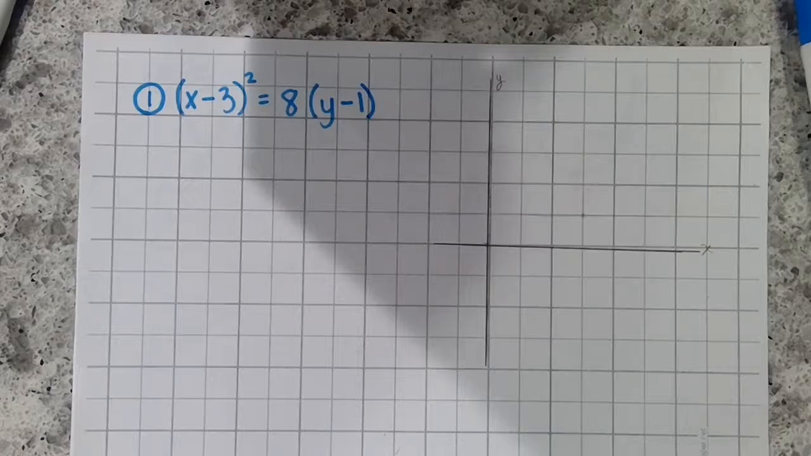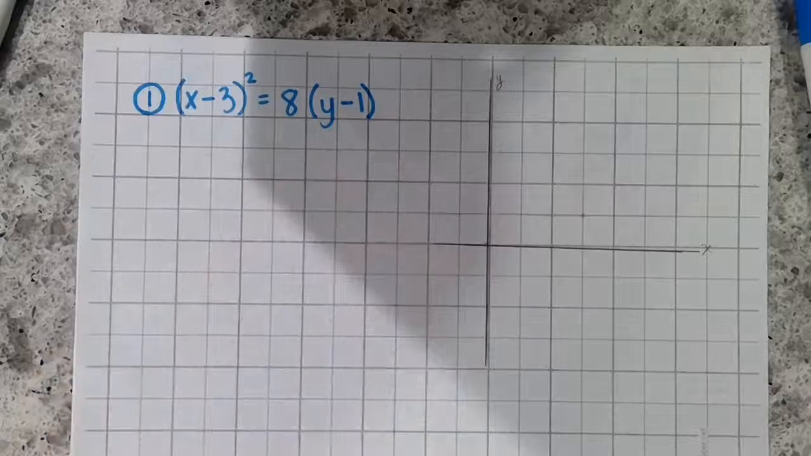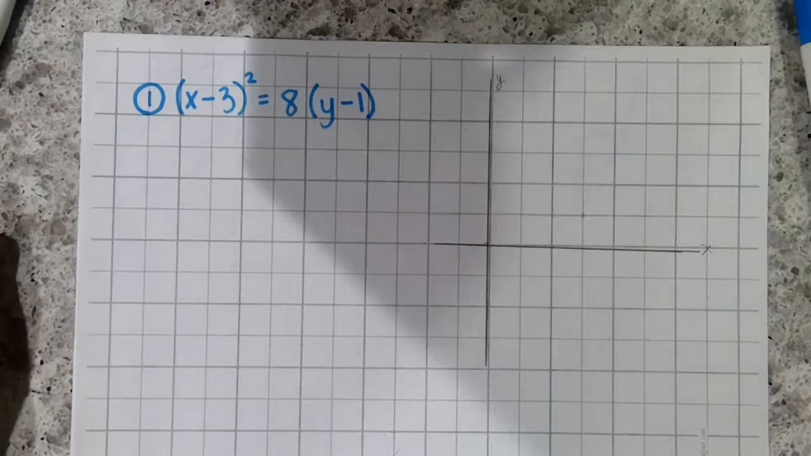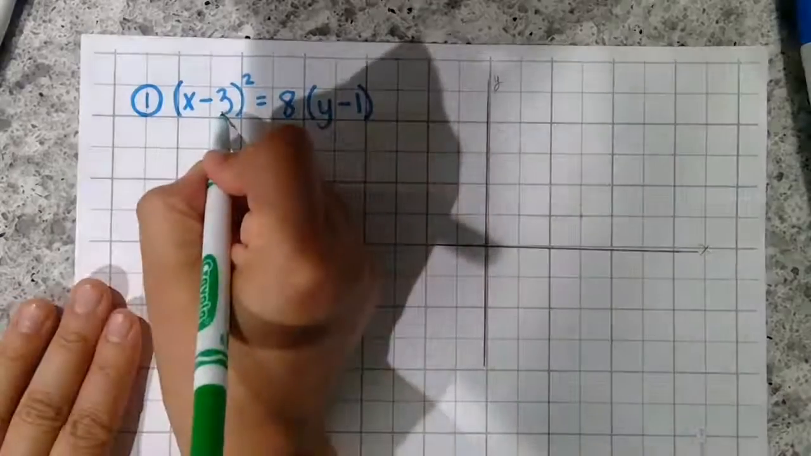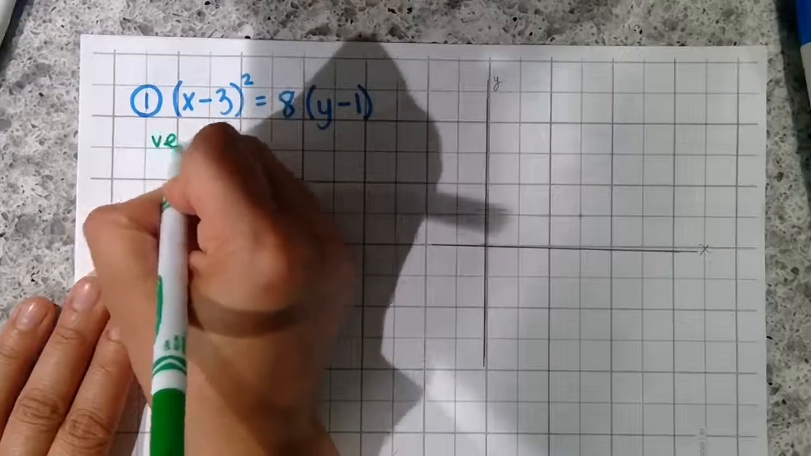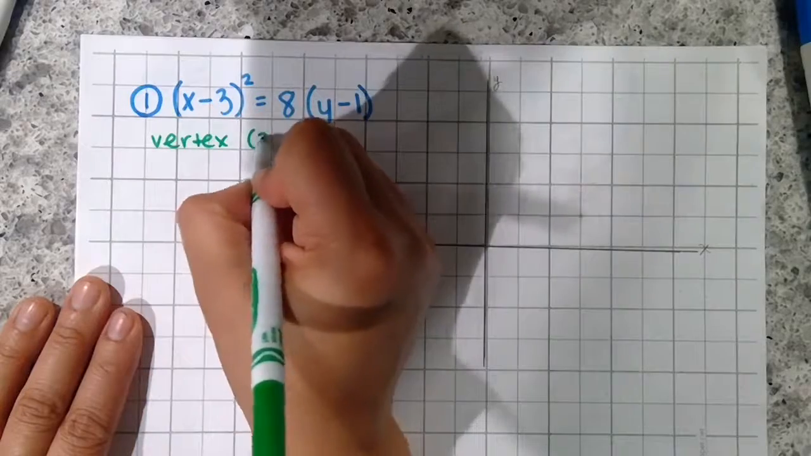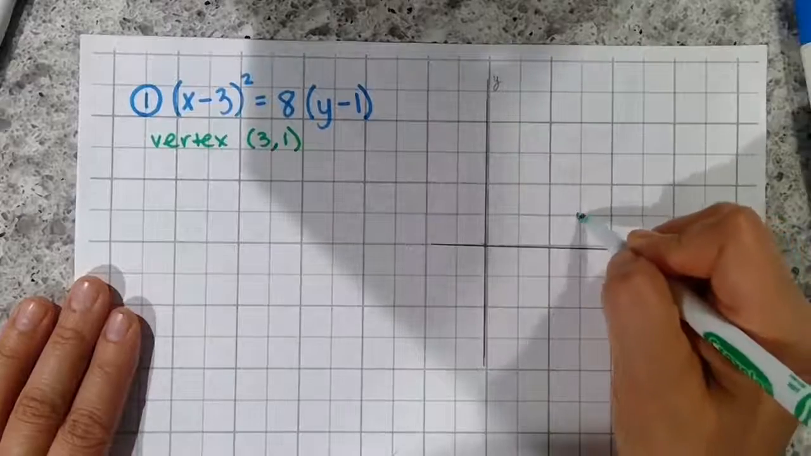So our first problem, go ahead and copy that down. These are actually not too bad to graph. You just have to find all the information. So x minus 3 squared equals 8 times y minus 1. First thing you're going to do is find your vertex. So your vertex is opposite of 3, opposite of 1. So it is (3, 1). Go ahead, draw your axes at (3, 1).